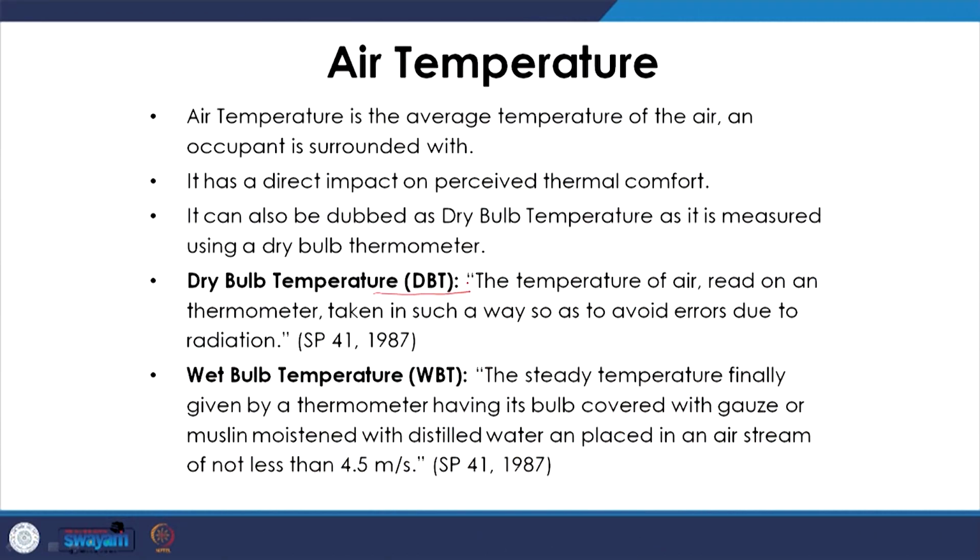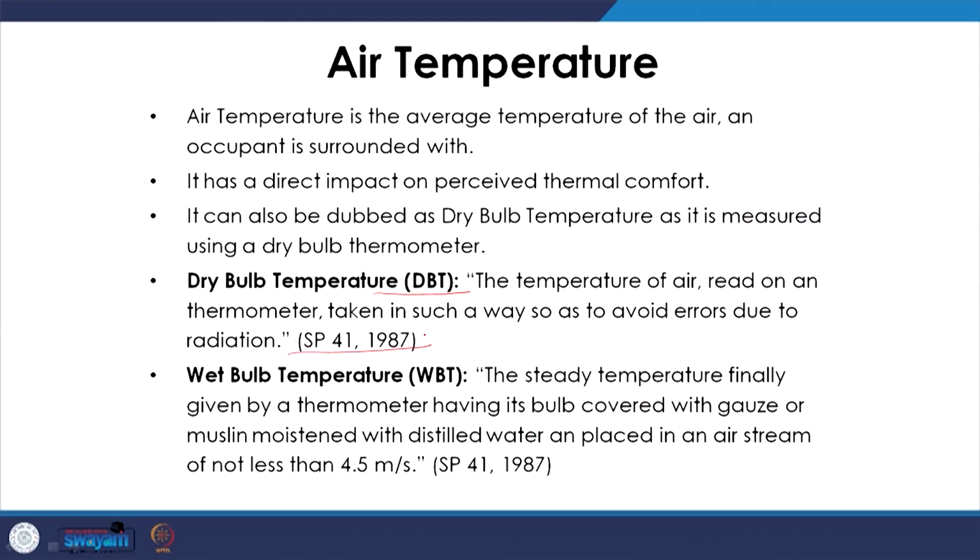Now, this air temperature is of two types. You might have already studied it, but let us quickly brush it up. One is dry bulb temperature, which is taken by the regular thermometer in such a manner as to avoid errors due to radiation. This is defined as per SP 41 of India. SP 41 is a code prevalent in our country, India.